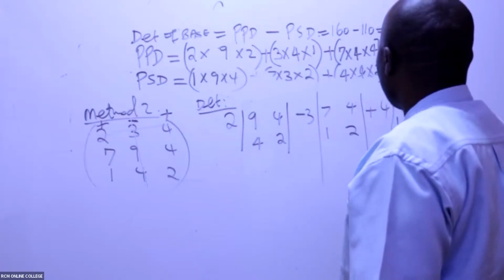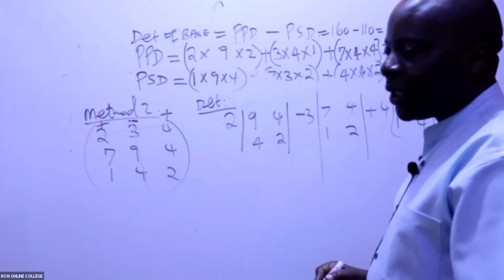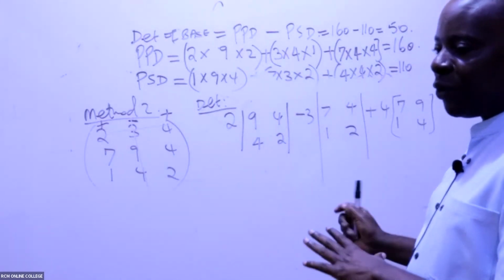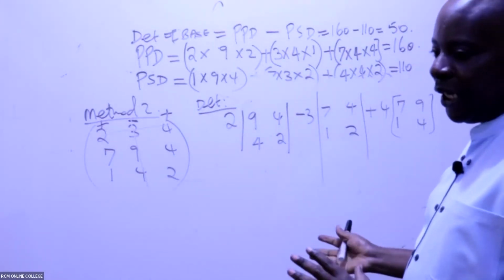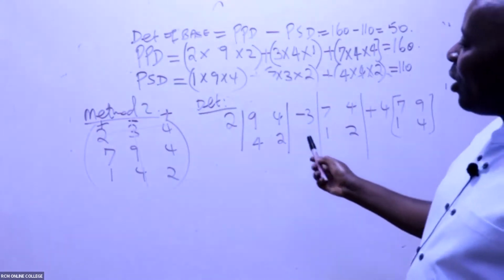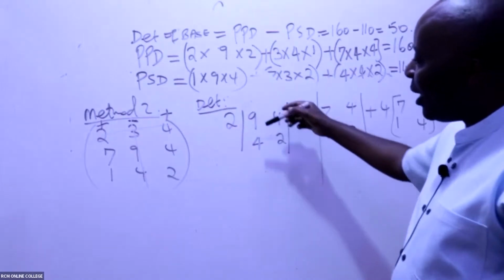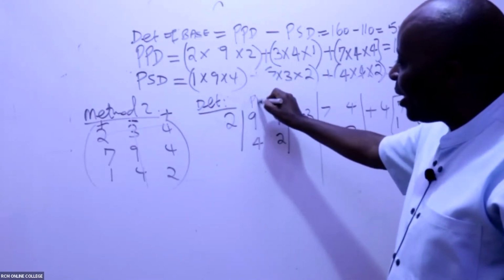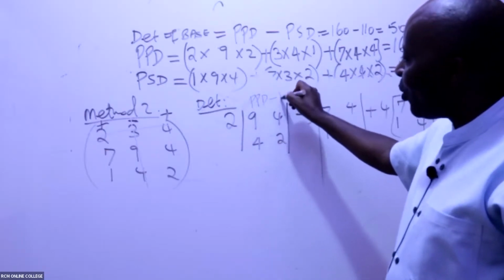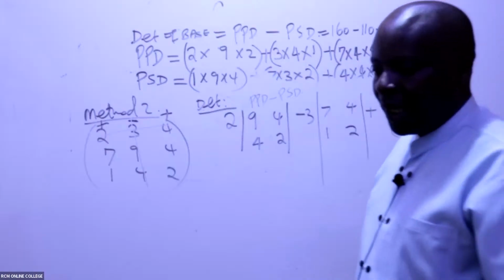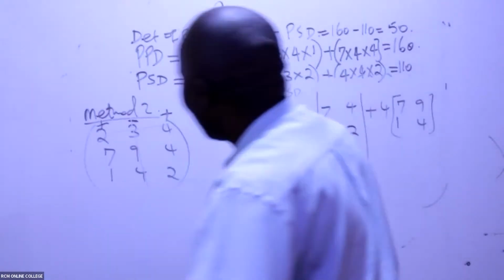And then the very best thing that you're supposed to do, ladies and gentlemen, we only use this for 3 by 3. 2 by 2 is really easy. So in this case, the very best thing that you need to do is to use your calculator directly. Remember, it is product of primary diagonal minus product of secondary diagonal. So use your calculator directly here.